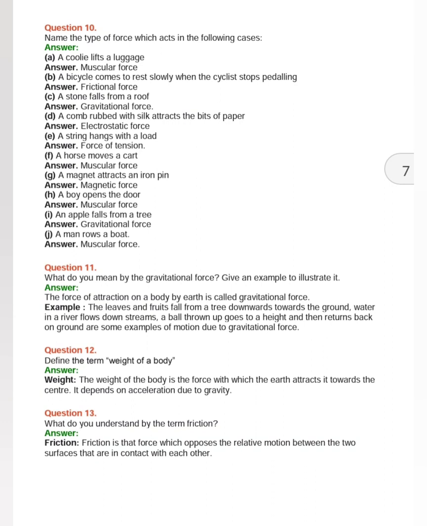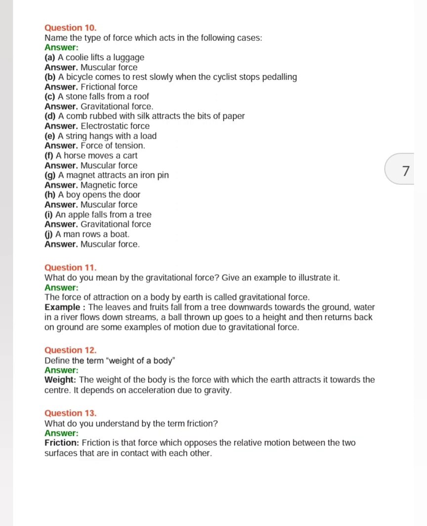B. A bicycle comes to rest slowly when the cyclist stops pedaling. Answer is frictional force. C. A stone falls from a roof. Answer is gravitational force. D. A comb rubbed with silk attracts the bits of paper. Answer is electrostatic force. E. A string hangs with a load. Answer is force of tension.